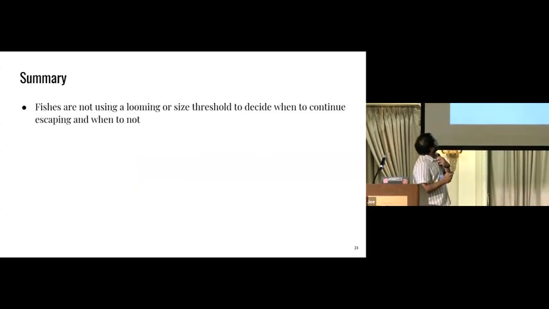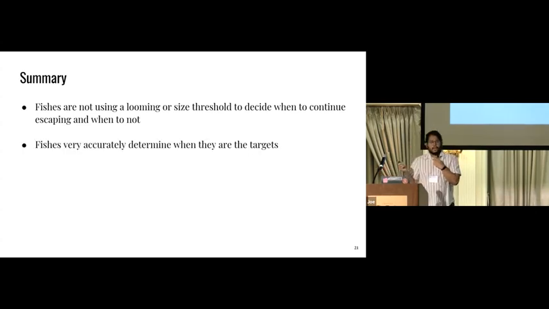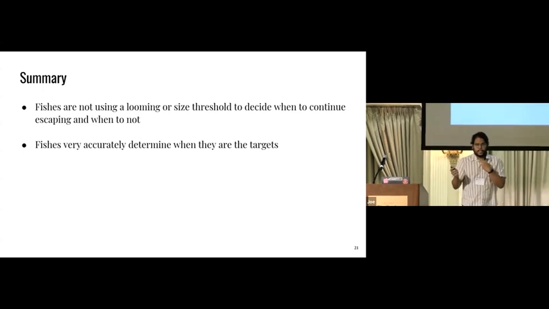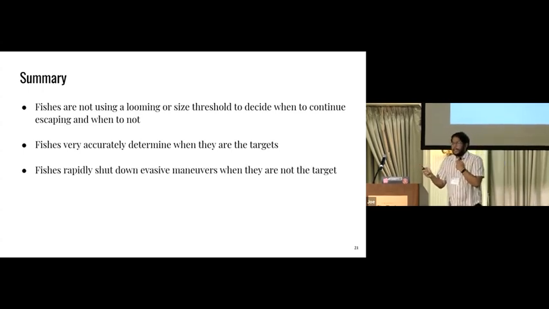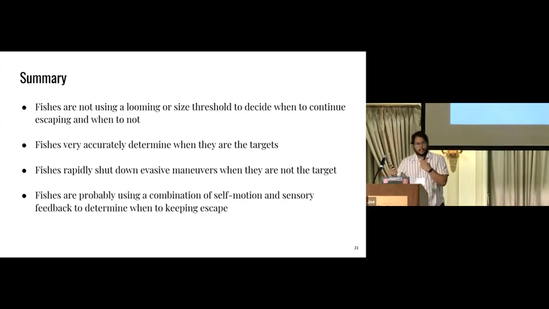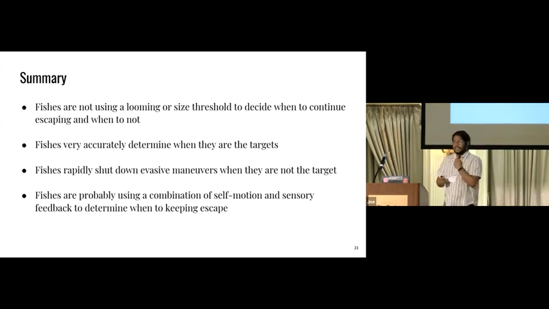So just to summarize everything so far, the fishes are definitely not using a looming or a size threshold to decide when they should keep on escaping and when they should stop. They are very accurate at determining when they are the targets of a chase. They rapidly shut down their evasive maneuvers when the stimulus disappears or when they're no longer being chased. And they're using some kind of self-motion and sensory feedback to determine when they should keep on escaping. And if everything I told you so far is true, you should be able to mess around with these controllers because you know what they might be using.